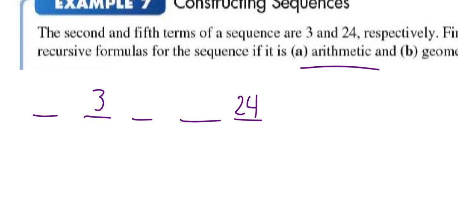Okay? Now, how do we find the common difference? Since this is arithmetic, we're looking for a common difference if we do not have consecutive terms.